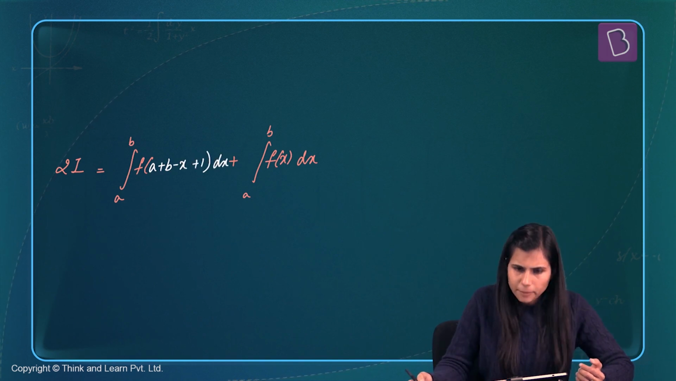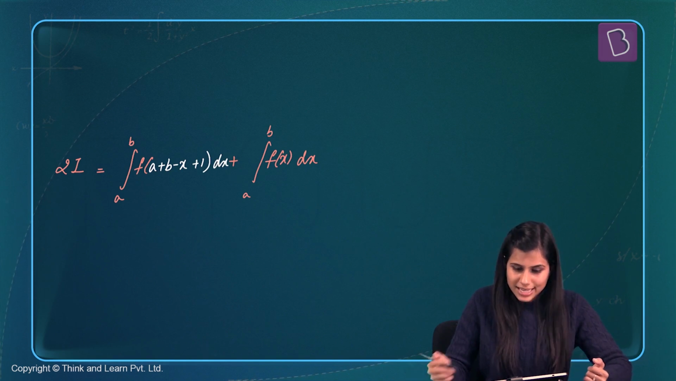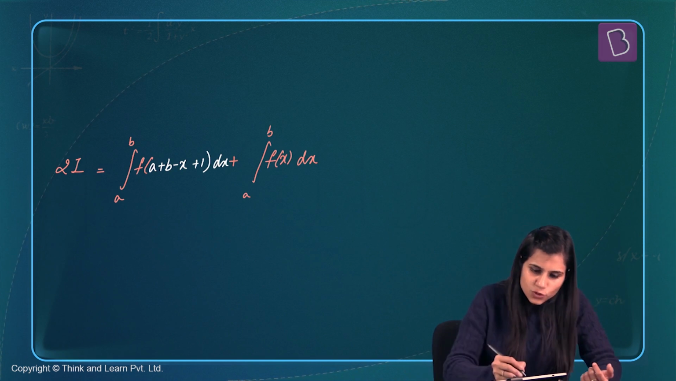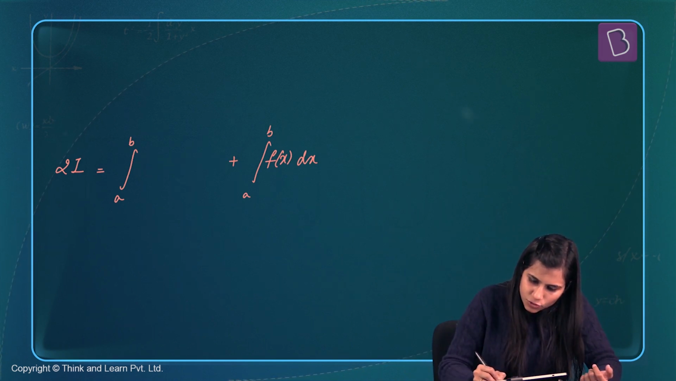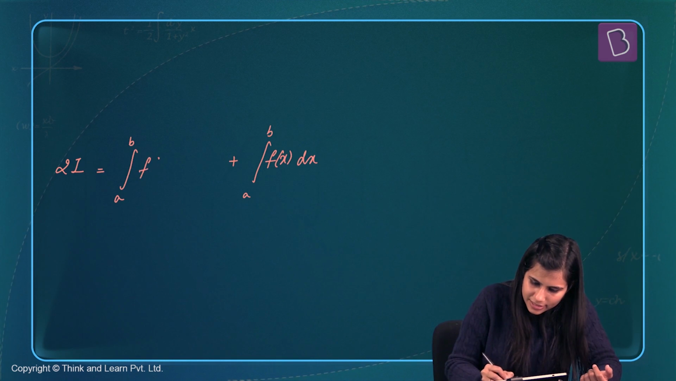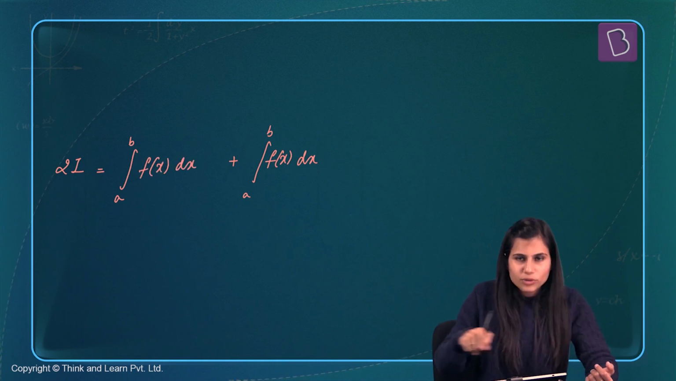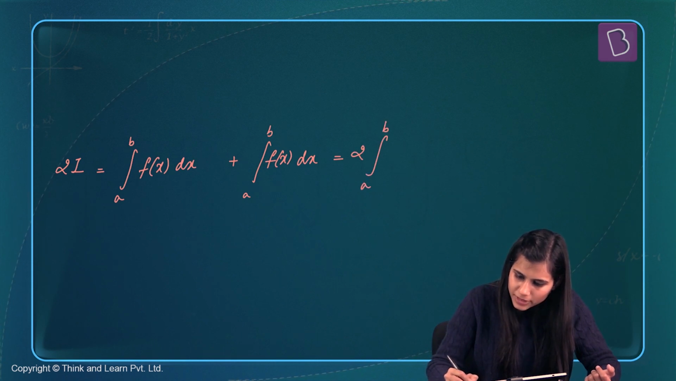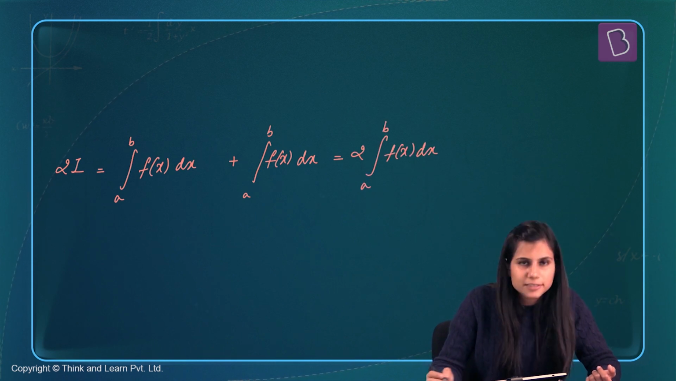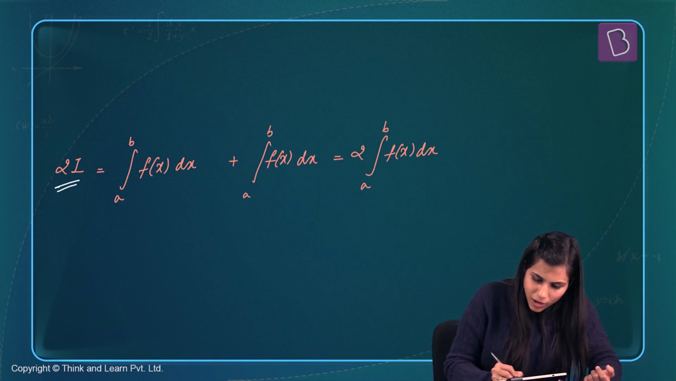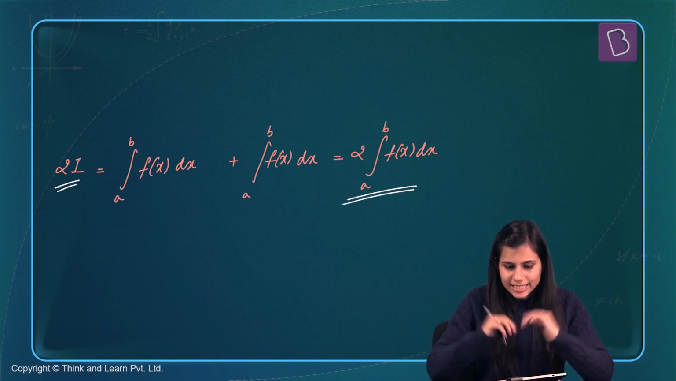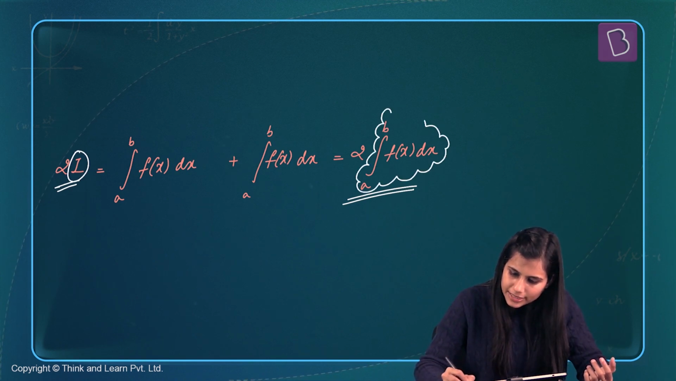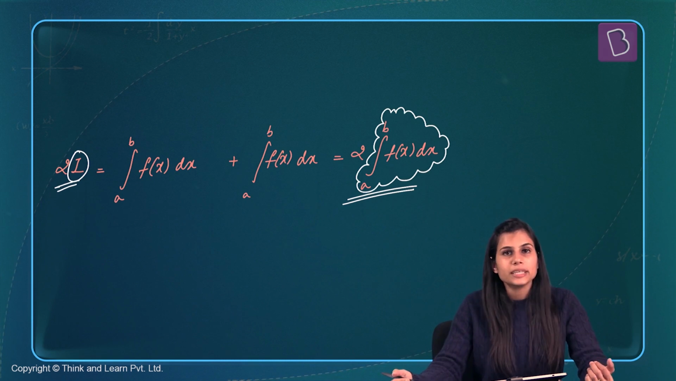But wait a second, what did I just create? F of a plus b minus x plus 1, the question said, is equal to f of x. So this gets converted to f of x. Now you can see what this expression has been converted into. This is twice of integral a to b f of x dx. So you get 2I is equal to twice of this integral. That clearly means your I is nothing but this integral, which is integral a to b f of x dx.